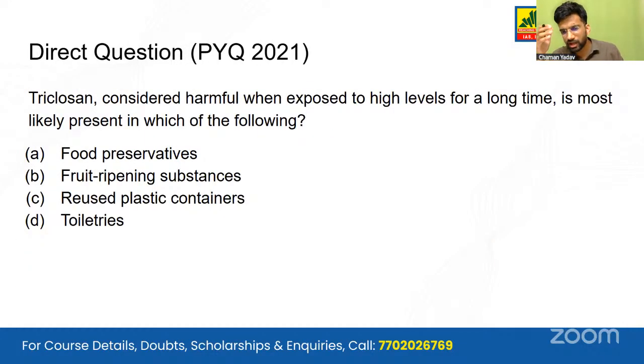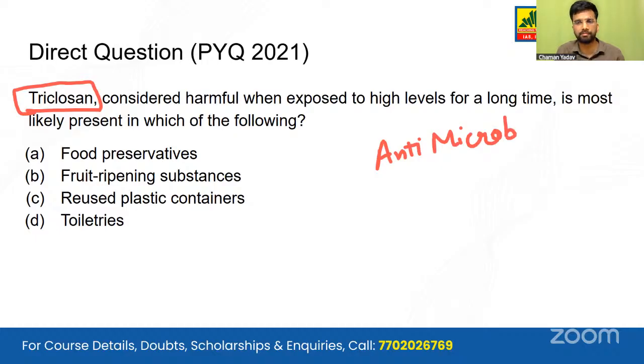Now, direct questions are few, but they are sometimes asked. So this is a direct question and it's based on general chemicals that are in the news or might be given in your textbooks. So triclosan, this question is on triclosan. What we know about triclosan is that it has antimicrobial properties.